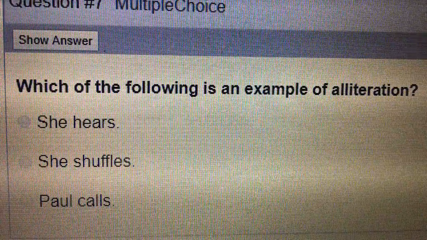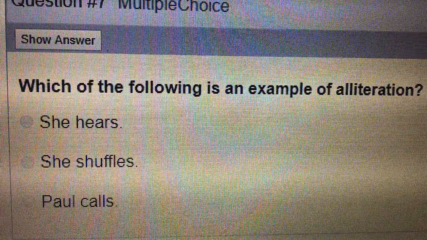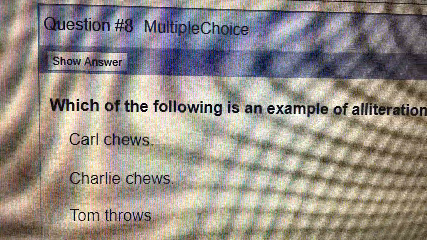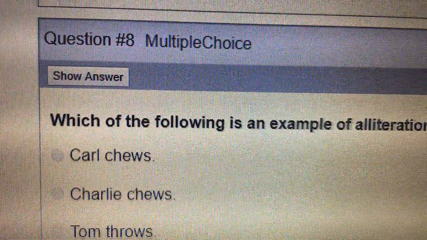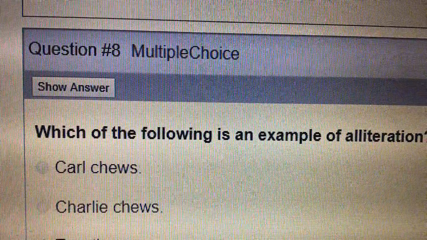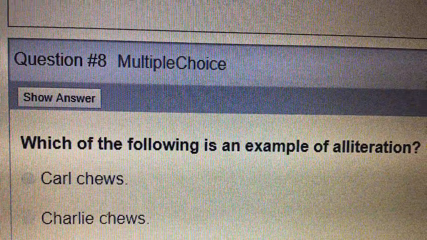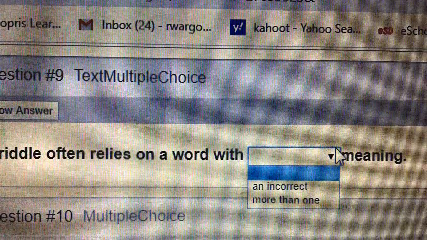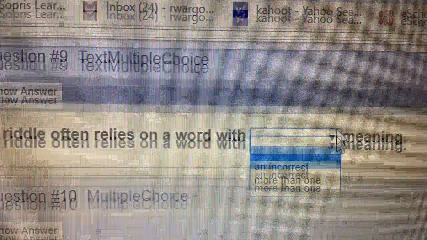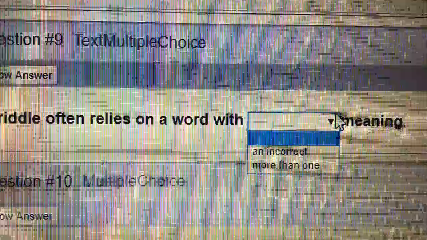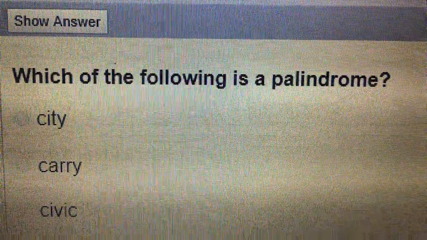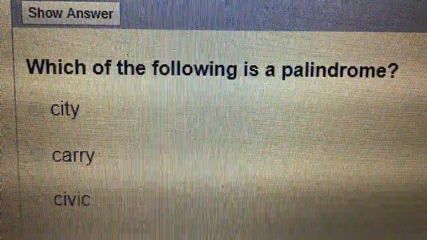Question 7. Which of the following is an example of an alliteration? She hears, she shuffles, Paul calls. Question 8. Which of the following is an example of alliteration? Carl chews, Charlie chews, Tom throws. Question 9. A riddle often relies on a word with blank meaning, and incorrect, more than one.